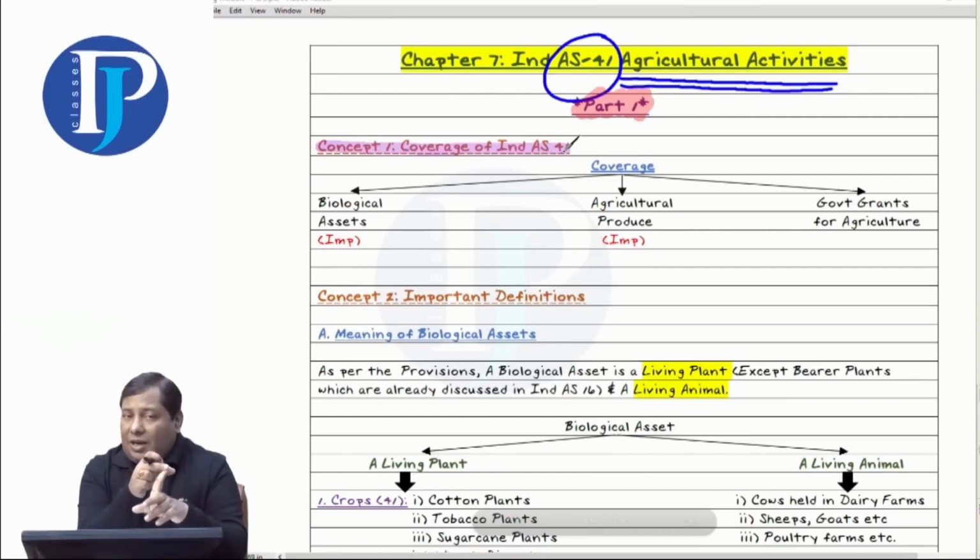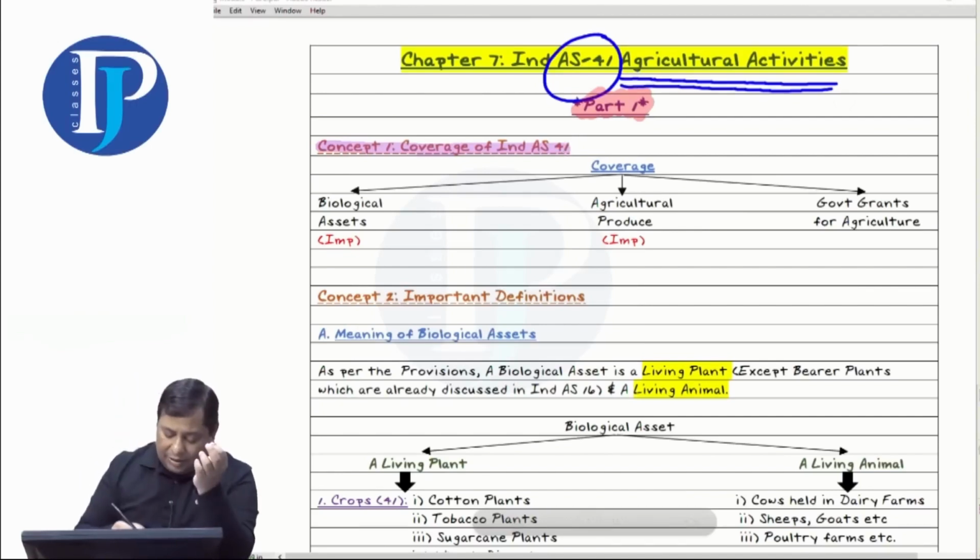What are biological assets and how is their accounting and valuation done? We had made 3 concepts headings. What is agricultural produce? How is its accounting and valuation done? And how is the accounting of grants done?